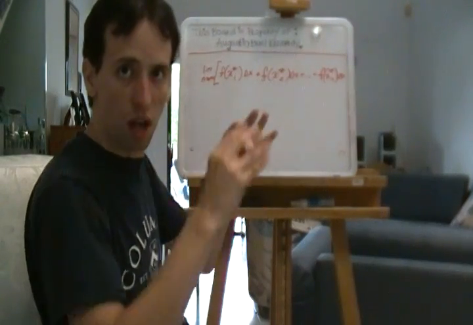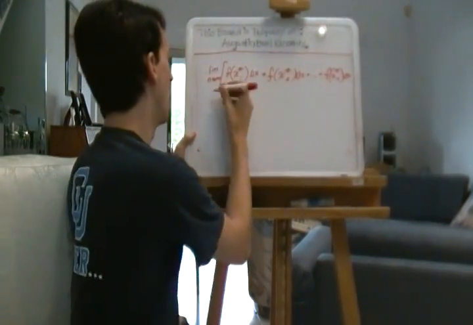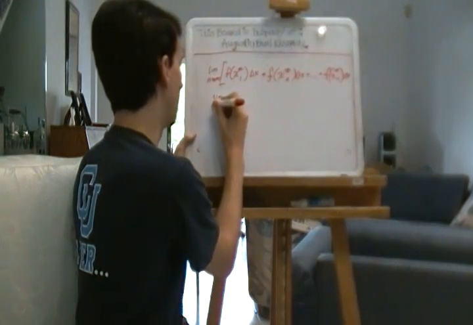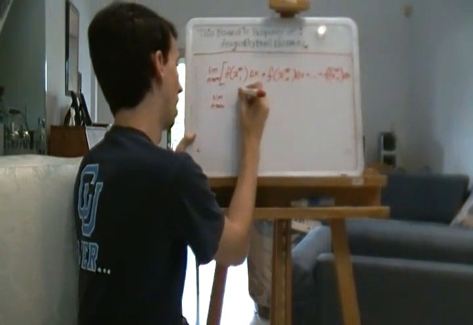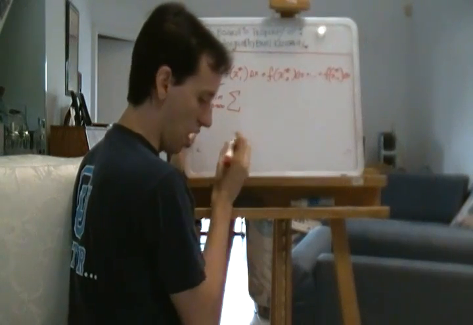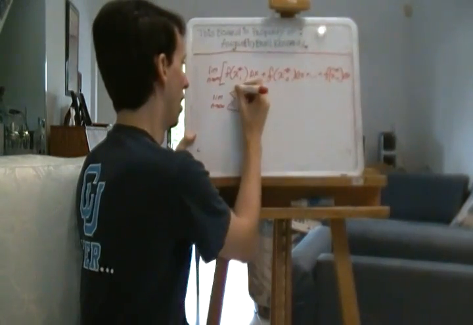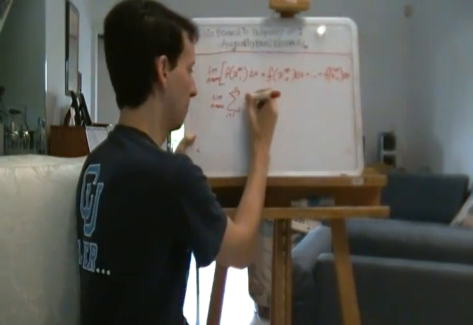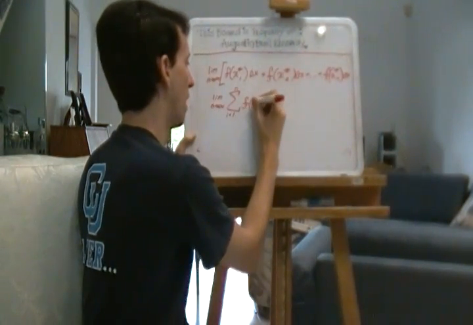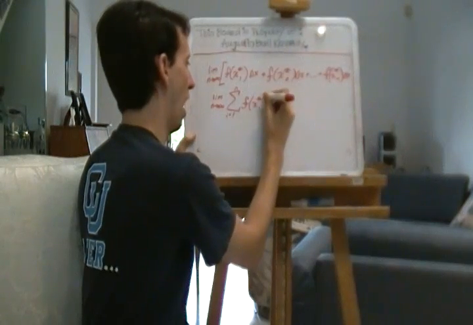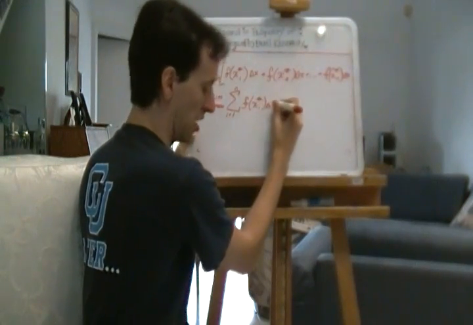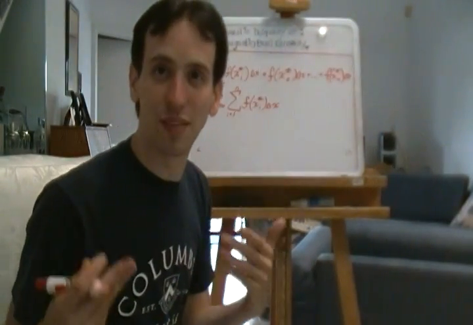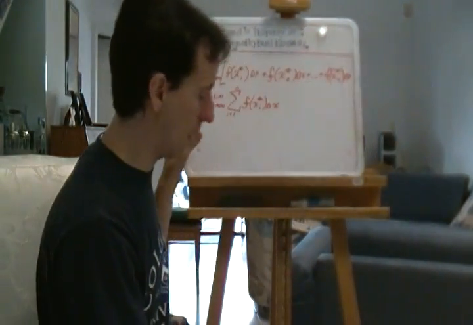That big long sum is the same as the limit as n approaches infinity of the sum from i equals 1 to n of f of x star i delta x. Well, now, to introduce the idea of the integral, we're going to take this a step farther.